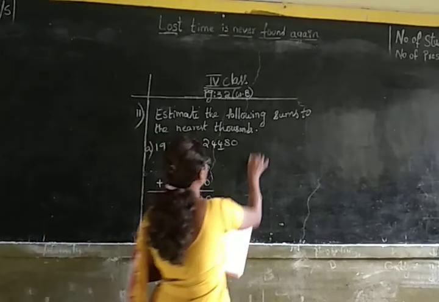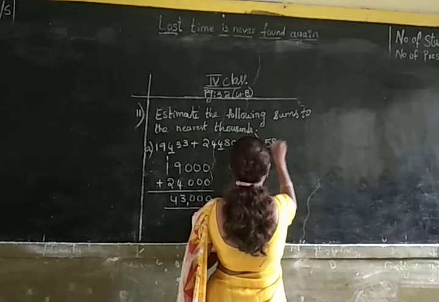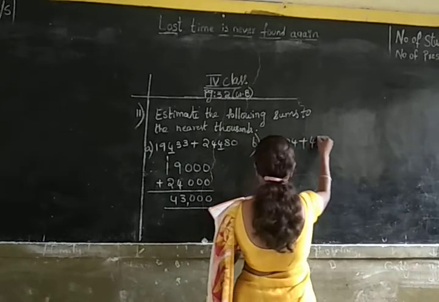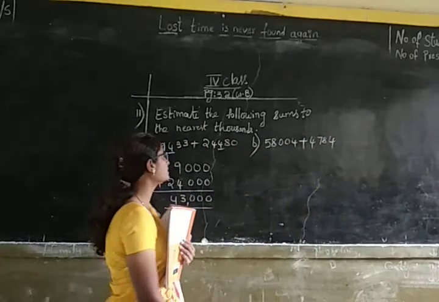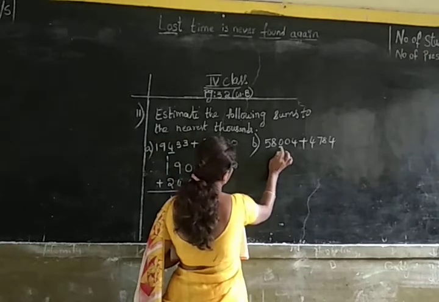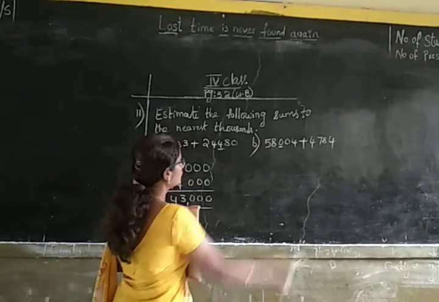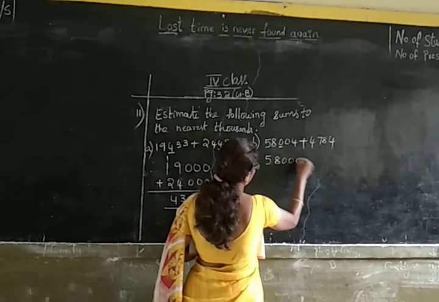Let us do the B sum. That is 58,004 plus 4,784. You have to round off the numbers to the nearest thousand. So you have to underline the digit in the hundreds place. Here the digit in hundreds place is 0. So no need of adding 1 to the next number. So the answer is 58,000.